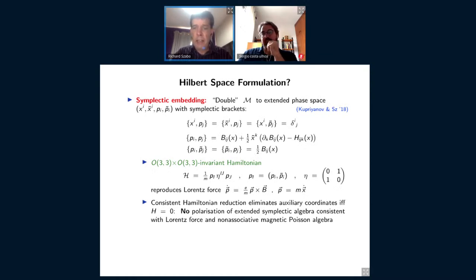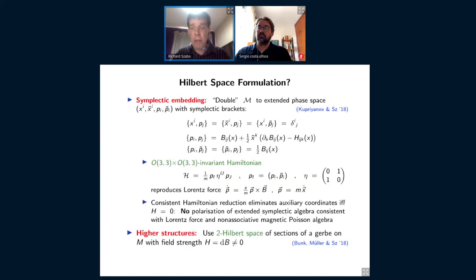But the issue with this model is in the meaning of trying to eliminate these auxiliary coordinates x tilde and p tilde. There doesn't seem to be any consistent notion of Hamiltonian reduction that can eliminate those coordinates, unless you're back in the associative case, in which case this is just a redundant description anyway. By consistent, I mean that you should be able to find some first or second class constraints and then do the usual Hamiltonian reduction to reduce to the original magnetic Poisson algebra. So there's no polarization of this algebra that's consistent with both the Lorentz force law, which we were able to derive here, and the non-associativity of the magnetic Poisson algebras. So this is the pitfall of this, and that's of course also a problem in the quantum theory.